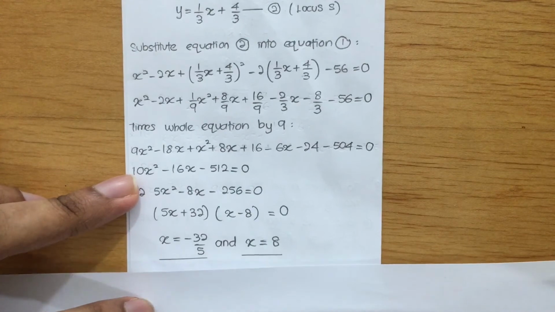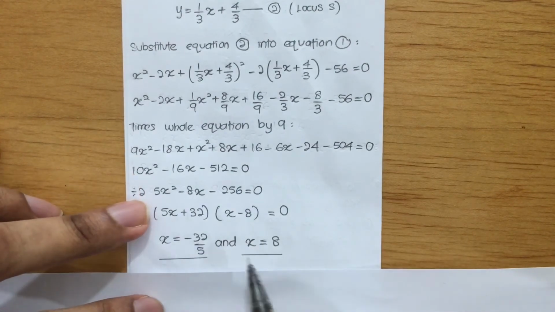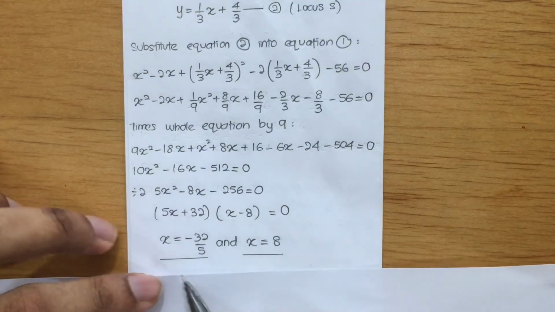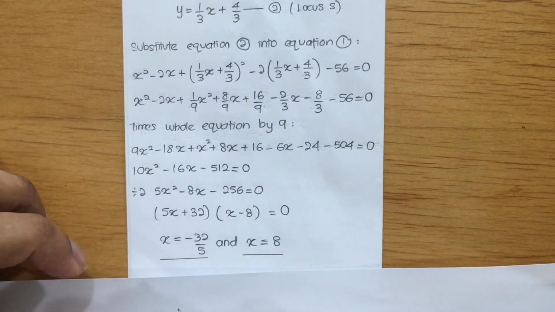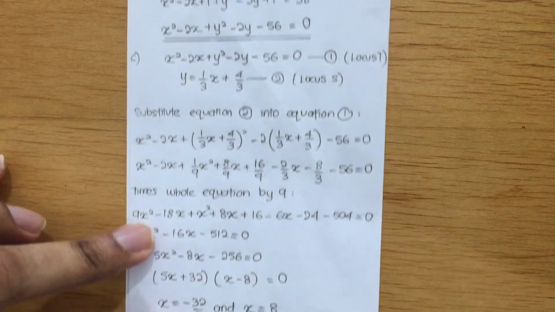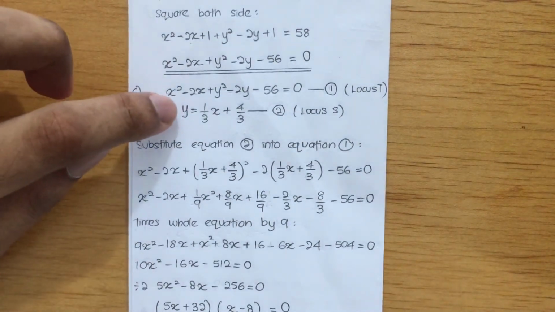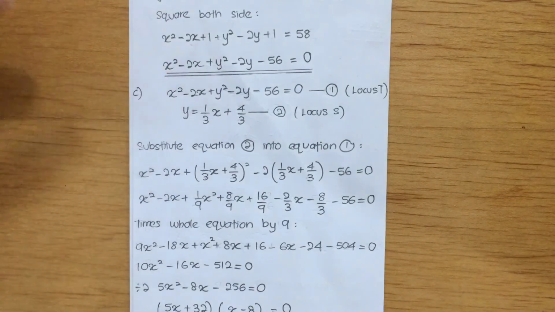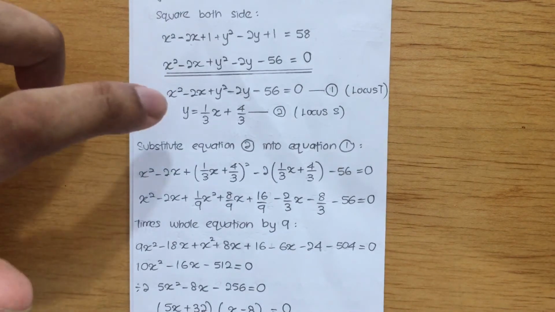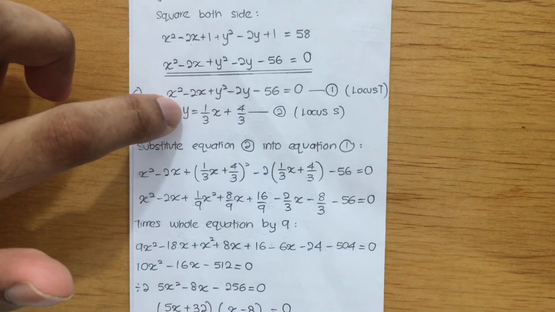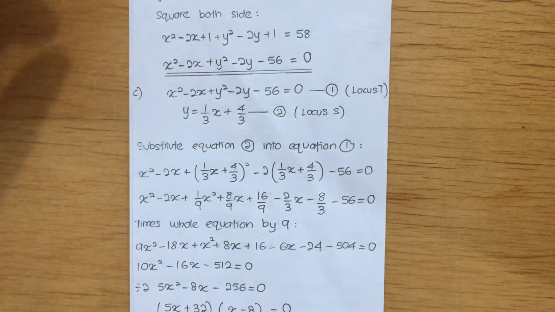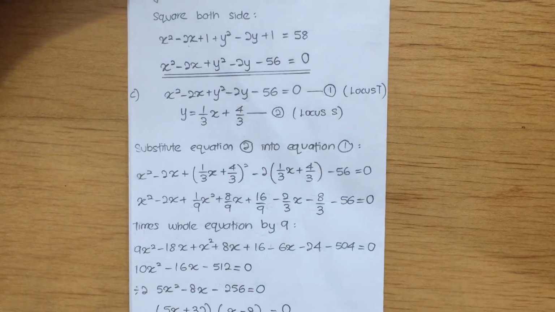Alright guys, once you get the respective values, you can substitute these x values back into either one of the equations. In this case, I strongly recommend you substitute into equation 2, because when you substitute into equation 1, it will take you more time to get the answer. But when you substitute into equation 2, it will be very fast for you to get the answer. Let me show you the next page, so please hold on.